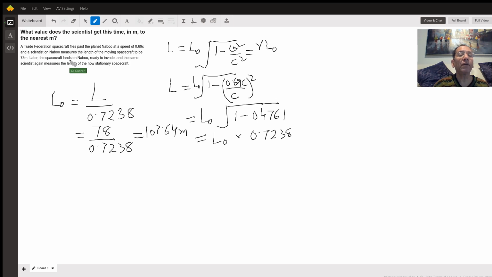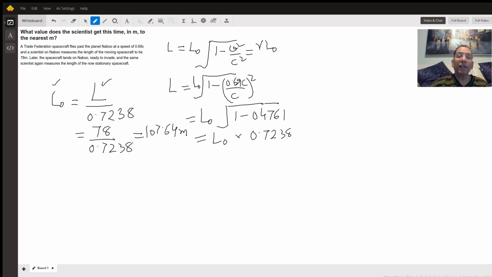Later, the spacecraft lands on Naboo, ready to invade, and the same scientist again measures the length of the spacecraft. So what we are given is a moving length, that is L. And what you have to find is the length when it is stationary. So we are interested in finding the length at rest, or the length of the spacecraft measured by an observer who is at rest. Now, let's plug in the values.